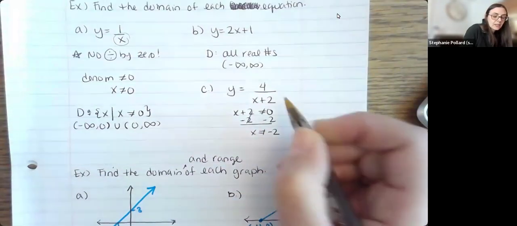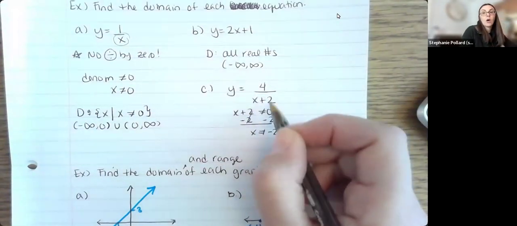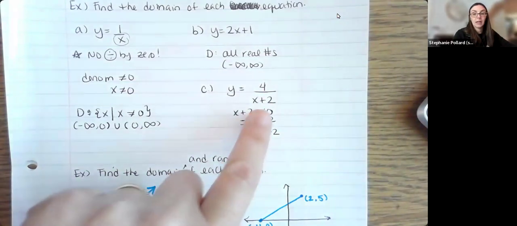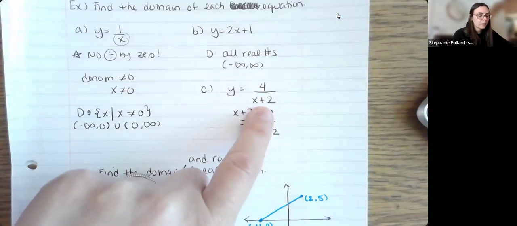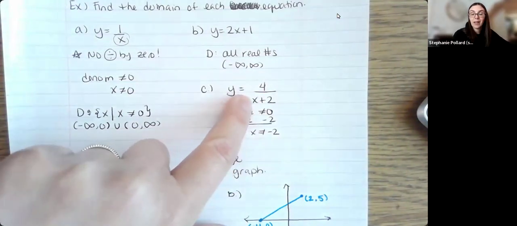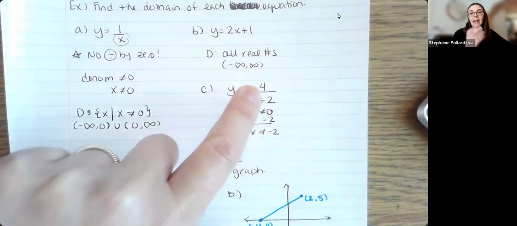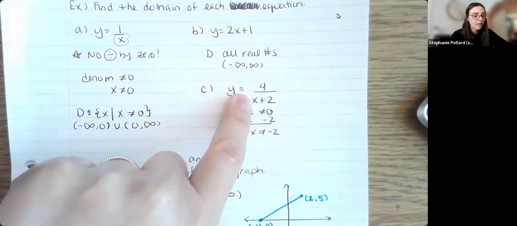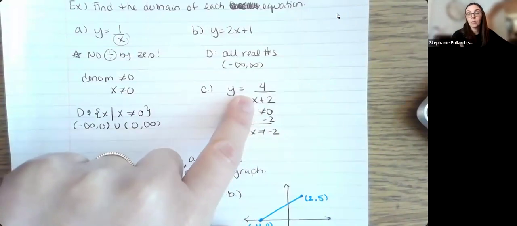So you just want to be careful. It doesn't mean that the value there is always 0. It just depends on what the denominator looks like. In this case, negative 2 would be the issue, because if I plug in negative 2, then negative 2 plus 2 is 0. If I plug in 0 here, it's actually fine because 0 plus 2 is 2.